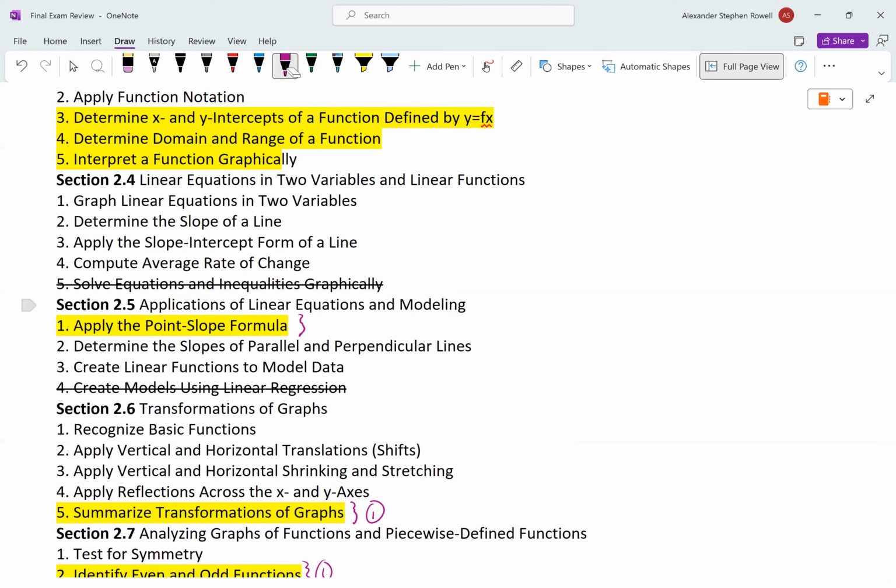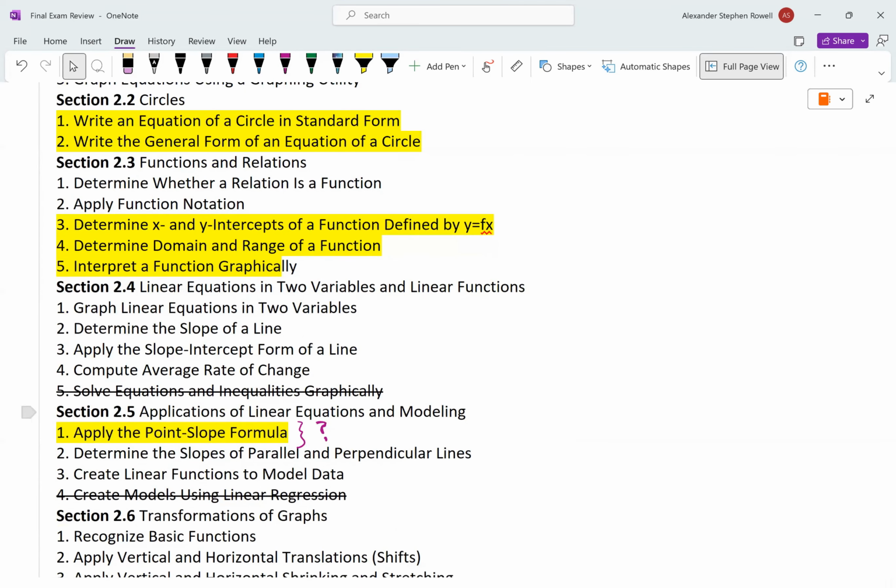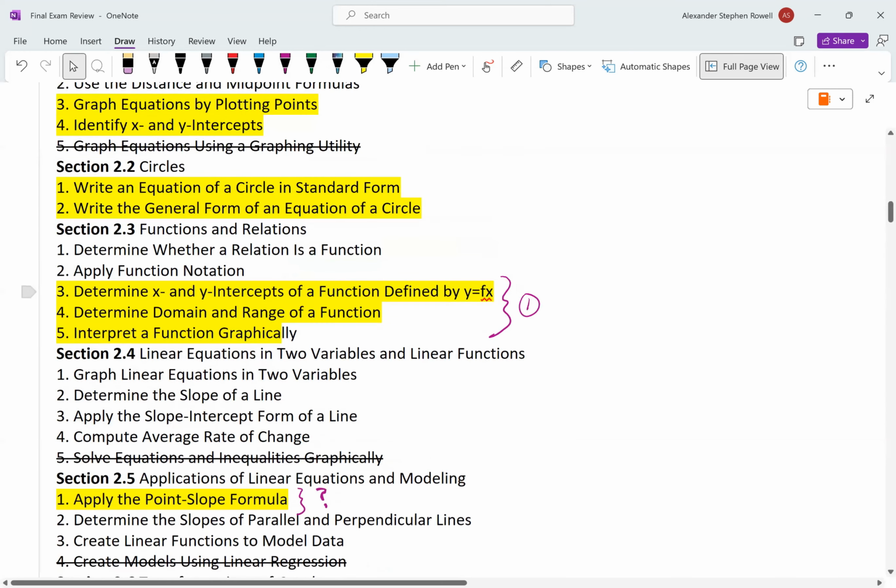Point slope formula, it's really important going forward in future math classes or just straight lines come up a lot, but it's like a prerequisite skill, so I'm not sure if I'm going to put it on there. So as a possible functions and relations, can you determine the domain of a function? Can you tell when it is a function, when it's not? That'll be a question.